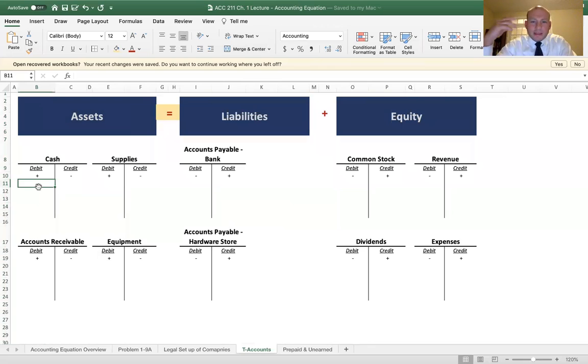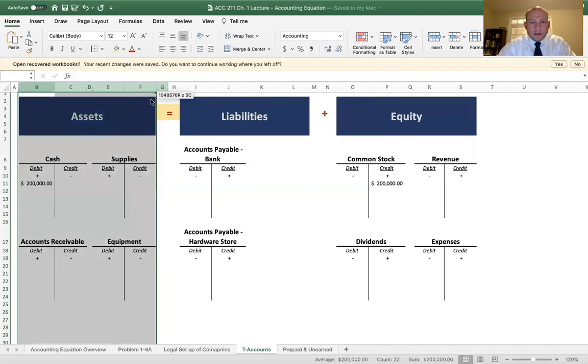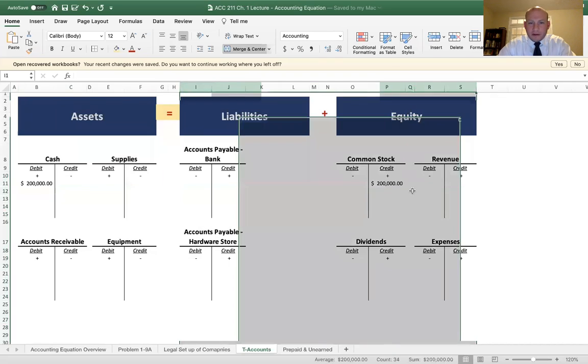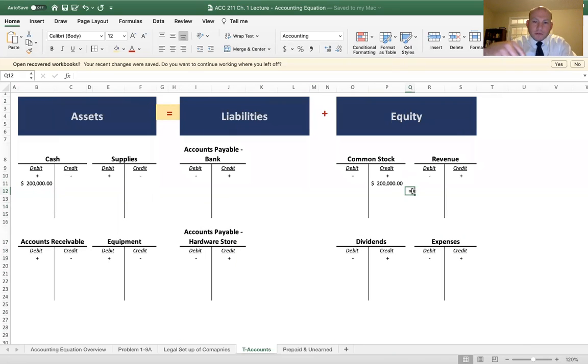Let's say there was an initial investment of $200,000 into this business. We would increase the cash and increase the common stock. So we would debit cash $200,000 and credit common stock $200,000. Therefore I have 200 grand over here and 200 grand over here, so the accounting equation balances. What also balances is the debits and the credits. If you have $50,000 in debits, you're also going to have $50,000 in credits.